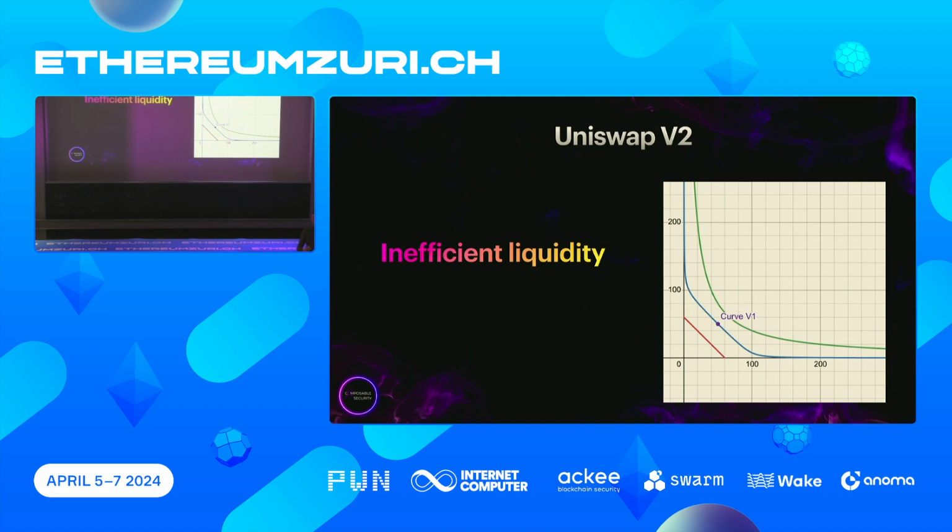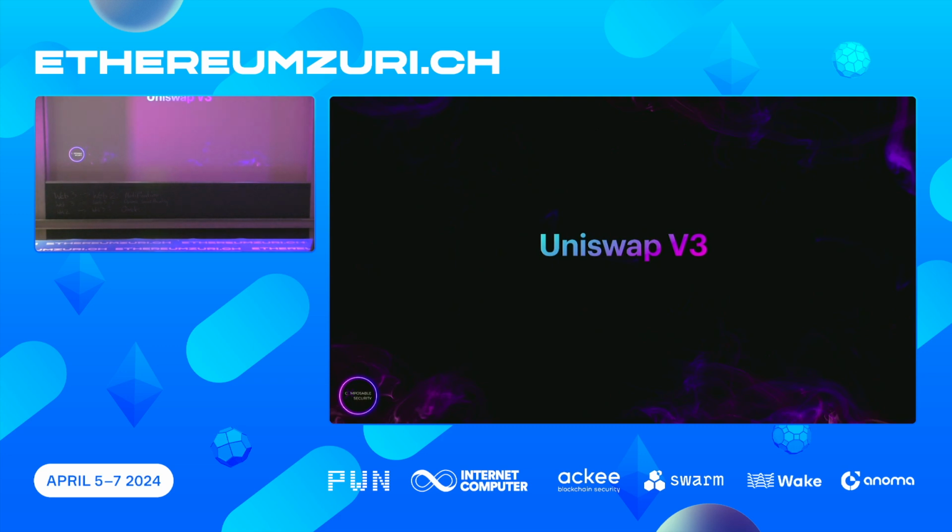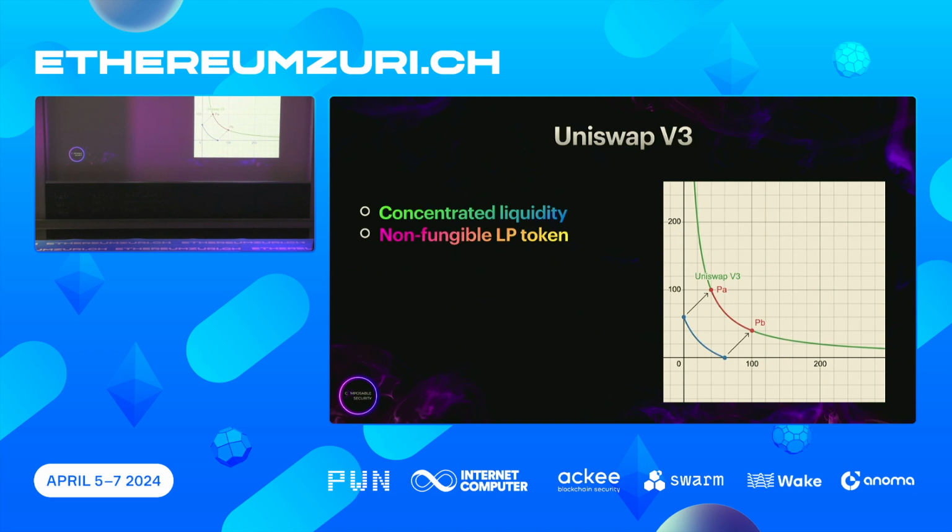And that problem was solved by some other projects, like, for example, Curve. But Uniswap wanted to do something more, to have a better approach that is not only for stablecoins. So they started working on V3. And V3 is a bit similar, so the curve is the same, but the main change was the concentrated liquidity. So basically, you didn't have to put your liquidity on the whole range, but you could specify the price range that you want to put your liquidity in.